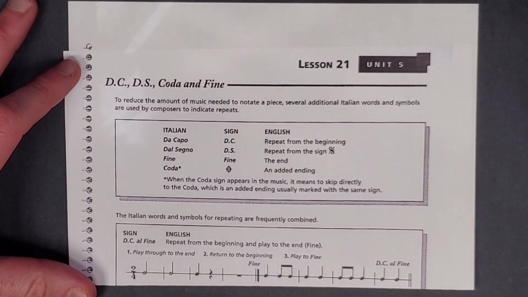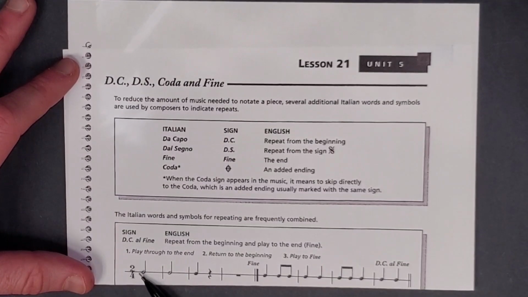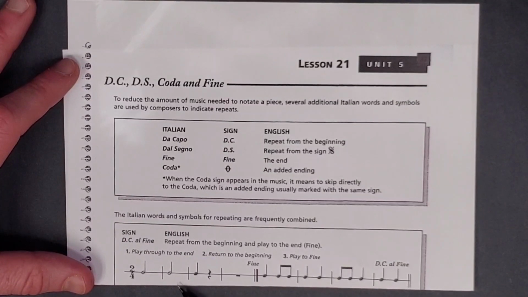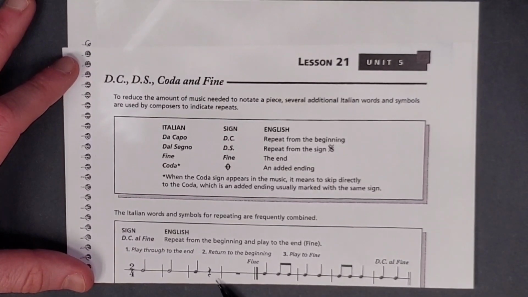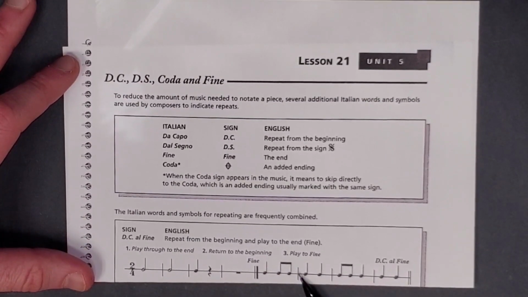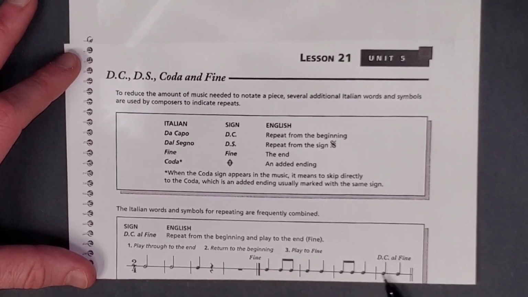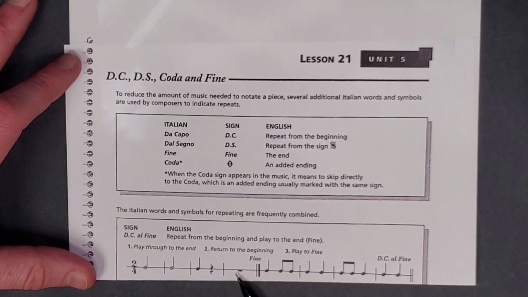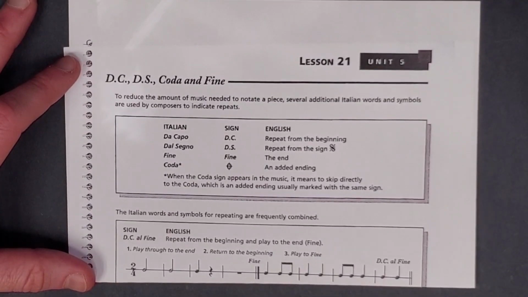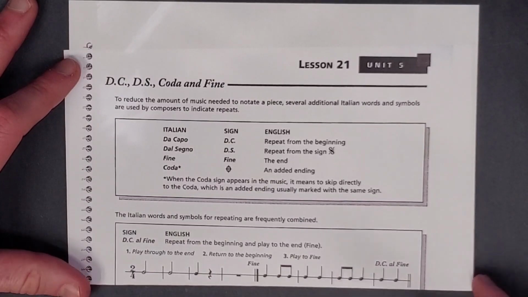So let's count it out. 1 and 2 and, play with me. 1 and 2 and 1 and 2 and 1 and 2 and 1 and 2 and 1 and 2 and 1 and 2 and 1 and 2 and 1 and 2 and 1 and 2 and 1 and 2 and 1 and 2 and. So that's how that roadmap would play out, a DC al fine. Hopefully that example makes sense.